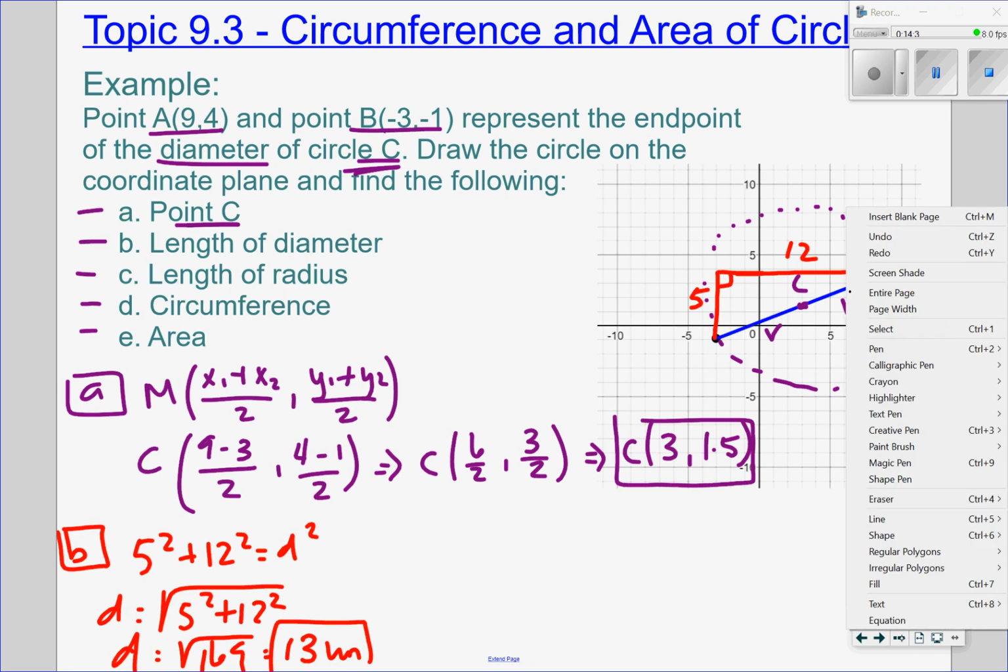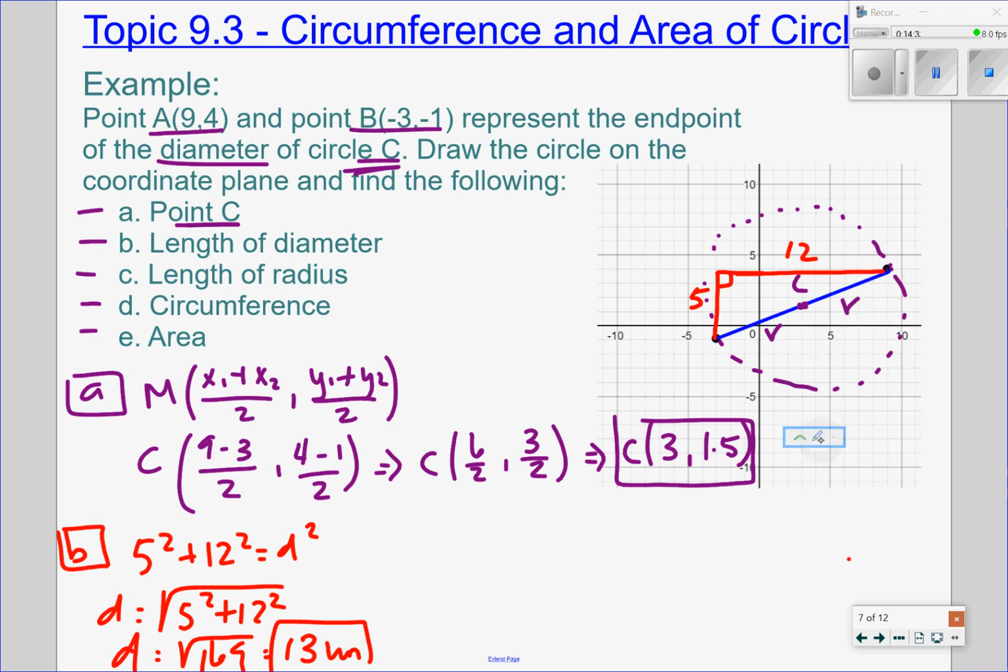Once we have that, moving on to part C becomes pretty clear to us now, because we know that the radius is simply the diameter divided by 2. So 13 divided by 2, our radius is 6.5 units.